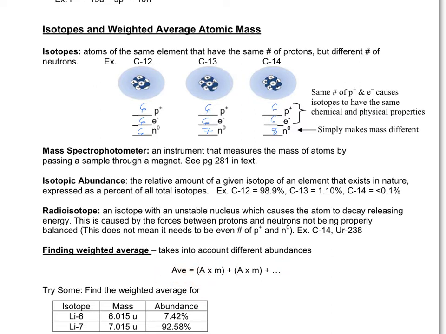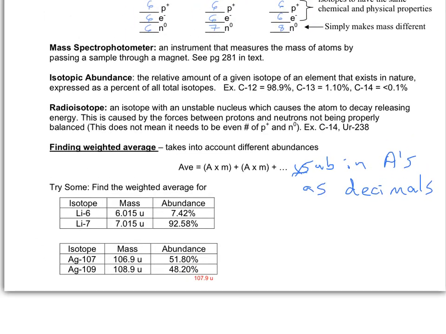The average equals the abundance of the isotope times the mass of the isotope plus the abundance times the mass of all the other isotopes put together. Now there is a trick to this equation. When you sum in your numbers, you have to put in your abundances as decimals, not as percentages. Let's try an example.